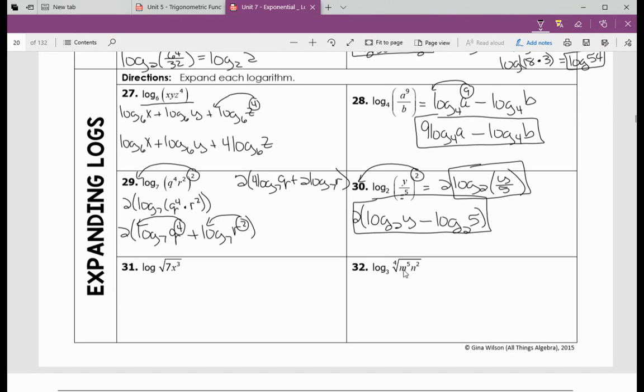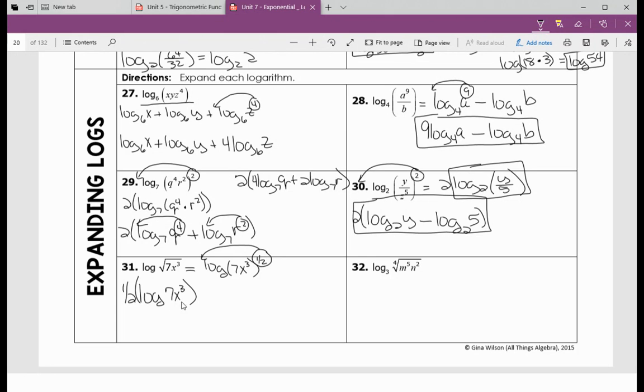The last 2 examples, notice they both have radicals. So the first thing I'm going to do is get rid of the radical. So I'm going to rewrite this. Notice the radical is above the 7 and the x to the third. So I'm going to keep 7x to the third in parentheses and put my fractional power out there. Then I'm going to move my fractional power to the front. That's 1/2 times log of 7x to the third.